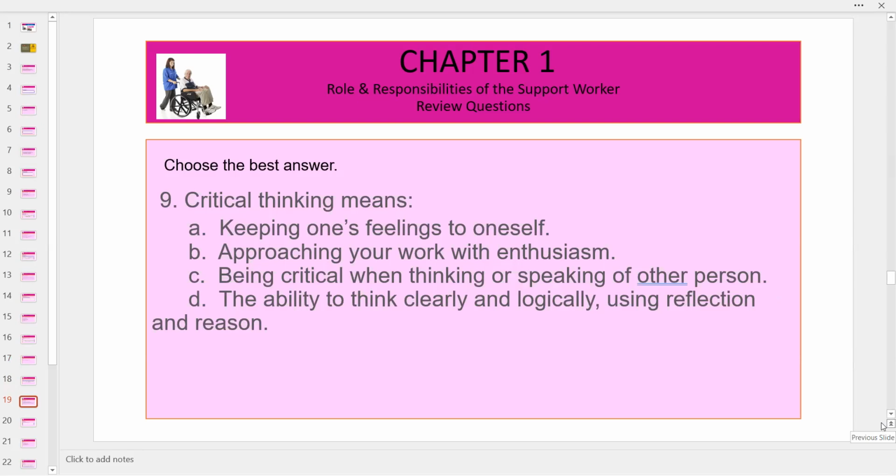Number 9, choose the best answer. Critical thinking means A, keeping one's feelings to oneself, B, approaching your work with enthusiasm, C, being critical when thinking or speaking of another person, and D, the ability to think clearly and logically using reflection and reason.